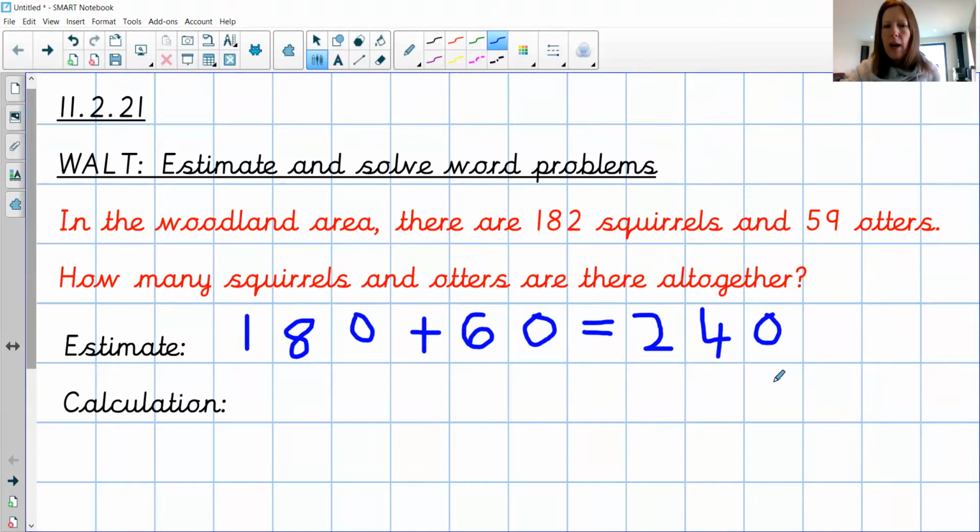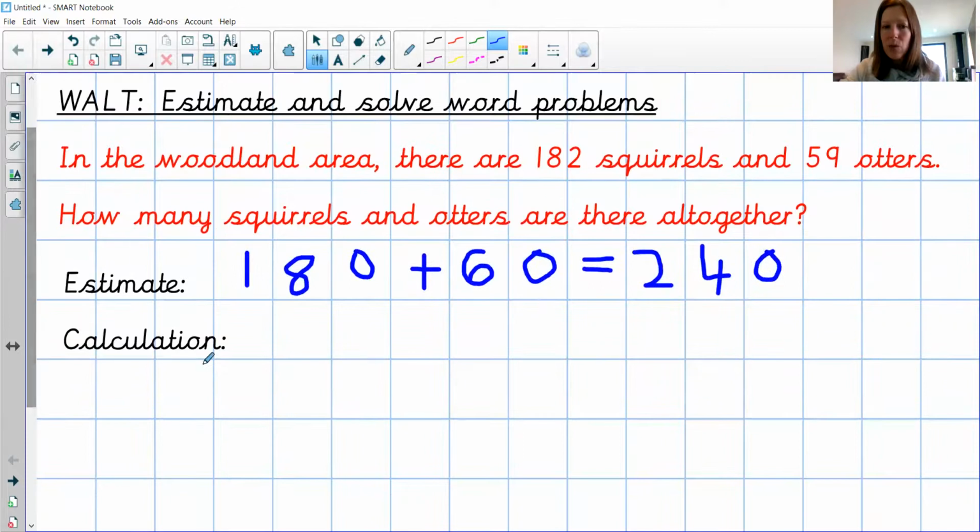So I have recorded down what my estimate is going to be. Okay, so now I see what my final calculation is. Now I need to actually set out my sum. So we've got, remember our numbers, 182. Now don't forget, if you want to, you can put your column headings down to show which is my columns, my hundreds, my tens and my ones. So to my 182, I'm going to be adding 59 otters.